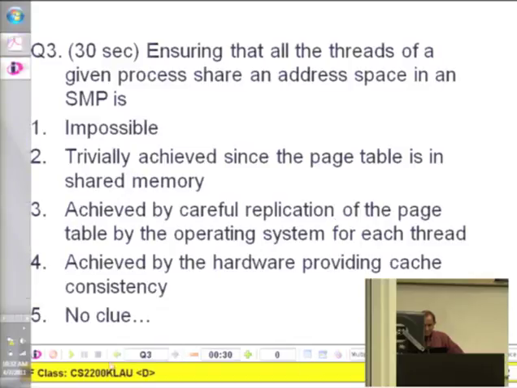So this is something that I'm hoping that you'll know right away. We talked about caches.